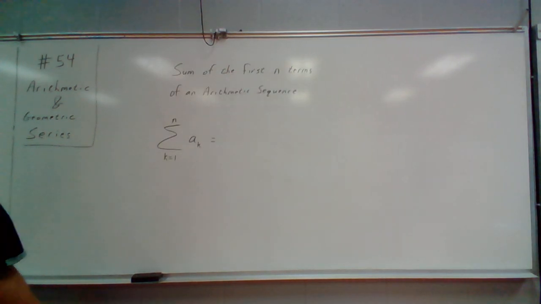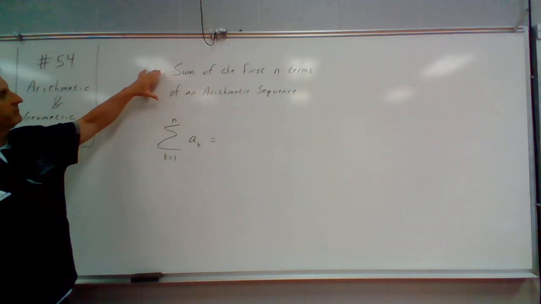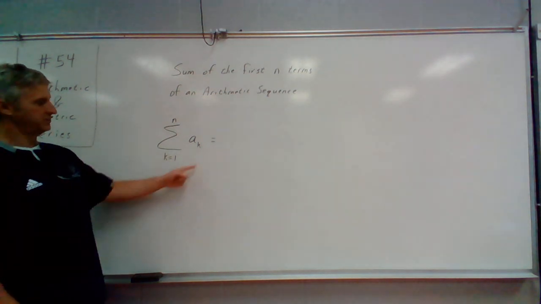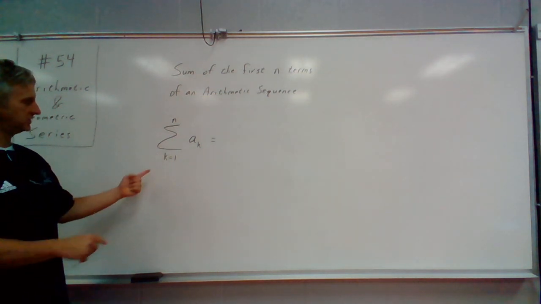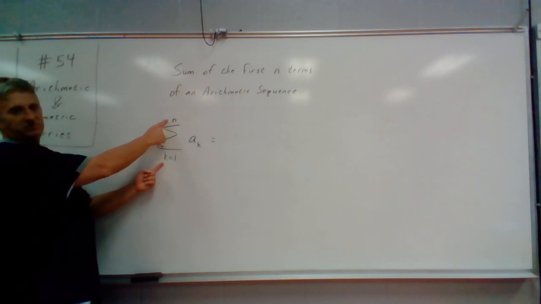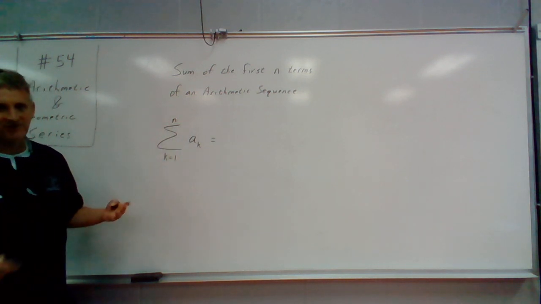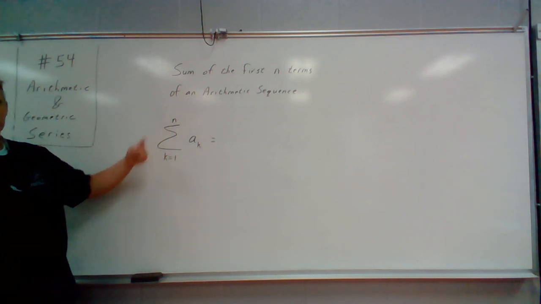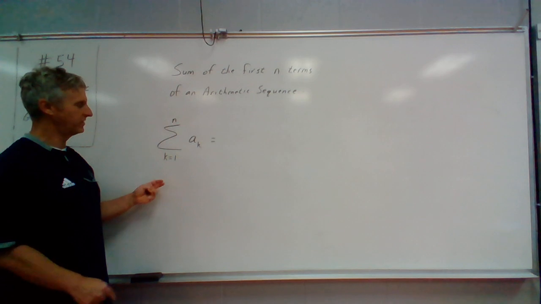All right, let's see if we can find a general formula for the sum of the first n terms of an arithmetic sequence. So here is that written down in summation notation. So I'm going to start with k equals 1, and I'm going to go all the way up to some number n. So say you had 5 terms in your series, the n would be 5. So it would be from k equals 1 up to 5. Here just any number n.